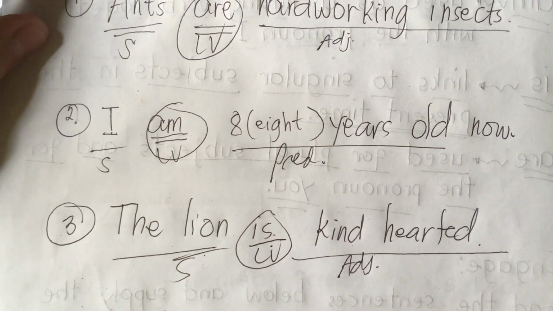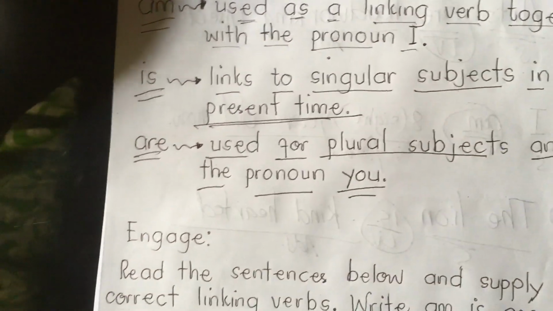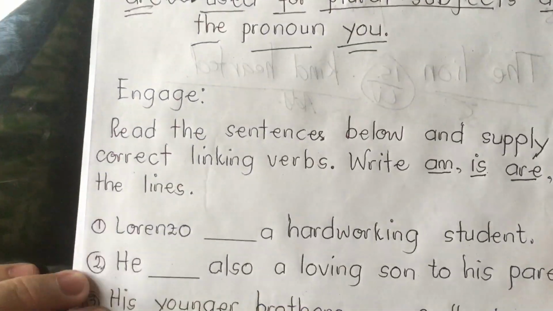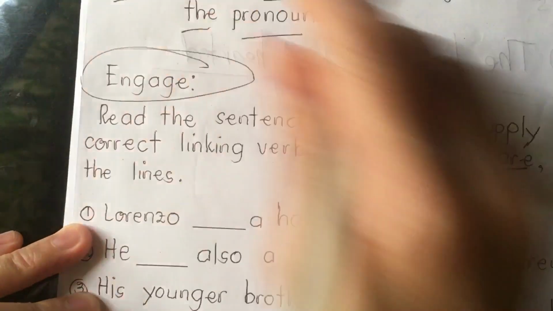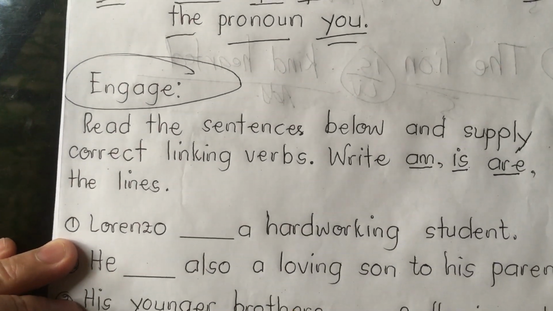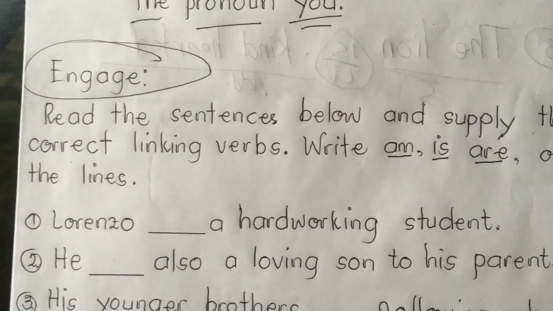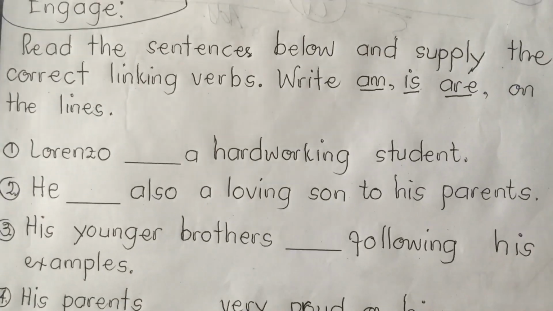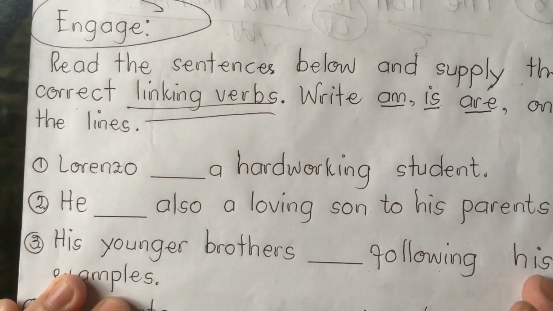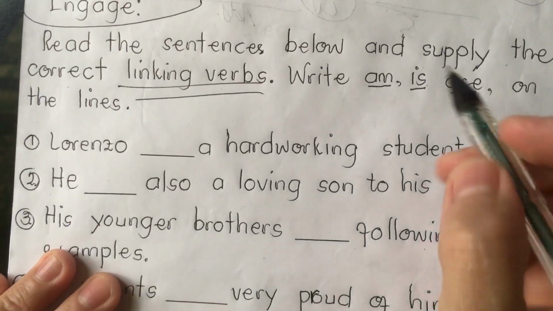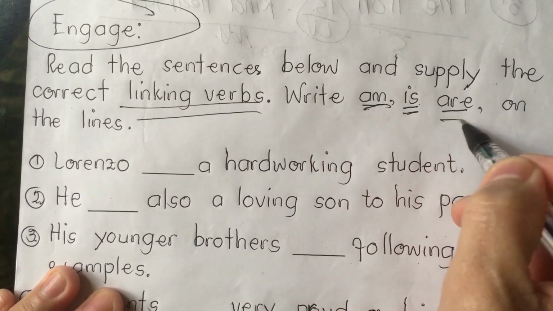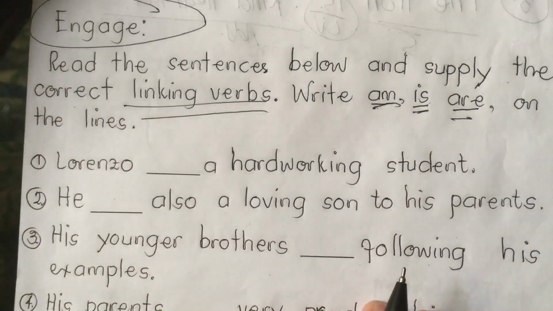Okay? Now we're going to proceed to our proper drill. Let's have first an engage activity. We're going to read 8 sentences below and we're going to supply the correct linking verbs. So we're going to find the right verbs or right linking verbs using is, am, and are on the line. So we have number 1.